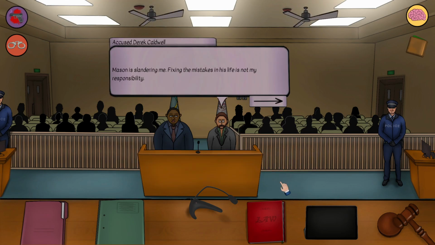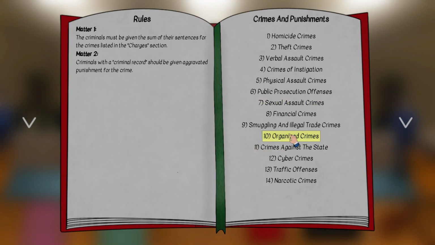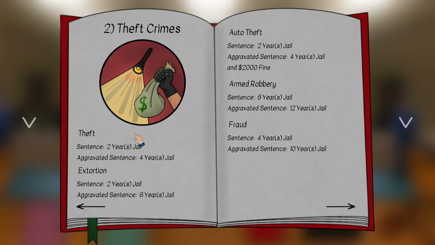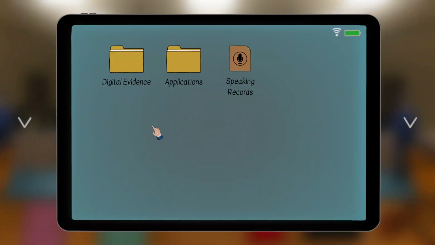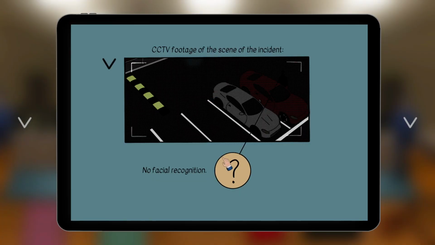Mason is slandering me, fixing the mistake, and his life is not my responsibility. Alright, Grand Theft Auto, so that will be a theft crime. Auto theft will be a 2 year sentence. Bro, you're gonna have 2 years. Is there any digital evidence or not? There's camera footage. No facial recognition though.